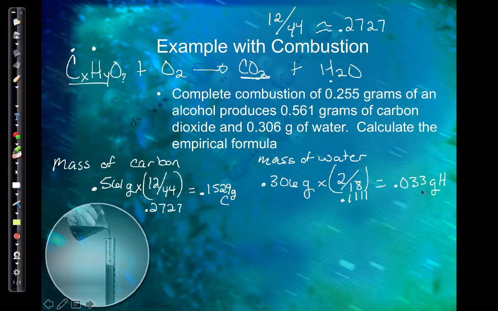Okay, so now I've got my mass of carbon, I've got my mass of hydrogen, but because this is an alcohol, they will not always have oxygen, but in this case, since it's an alcohol, I do also have oxygen. Remember, I can't look at the percentages here because I've also got oxygen being reacted. So what I have to do is say, okay, the total mass of the entire compound is 0.255.